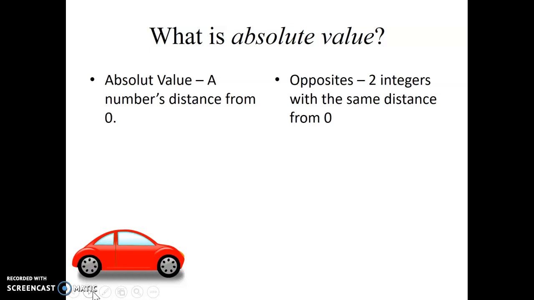Now, in our previous videos and lessons, we talked a little bit about opposites, and opposites are two integers that have the same distance from zero. So you're always going to be able to find two numbers that have the same absolute value, okay?